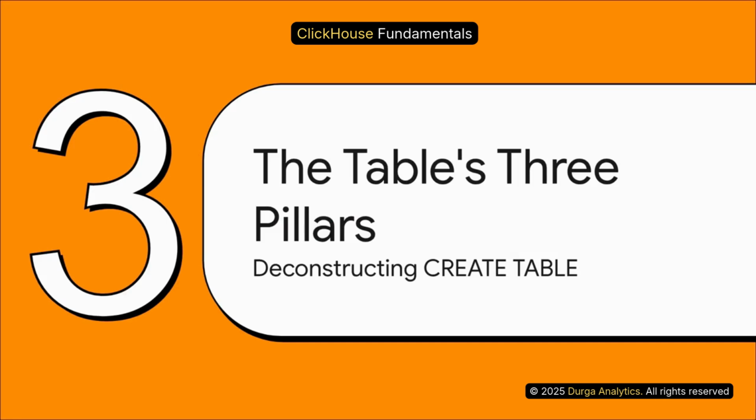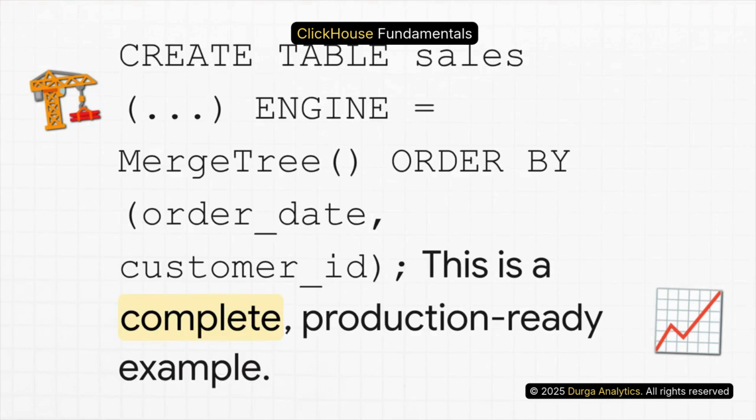All right, so our folder is created. Now we can get to the main event, drafting the architectural blueprint for our data. And that blueprint is the create table statement. Now, take a look at this. This is what a complete production-ready sales table looks like. I know it might seem like a lot's going on at first glance, but don't worry. We're going to break this down into its 3 essential components right now.